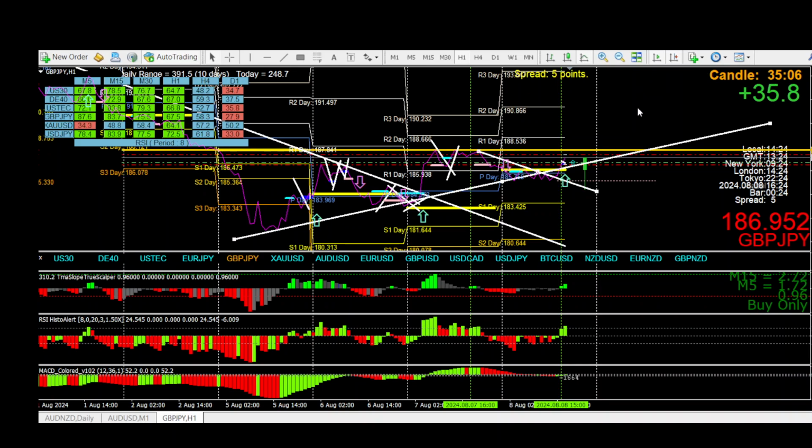That was another nice little trade based on all the multi-time frame stuff that I'm doing now. I mean, it's all just coming together so well.